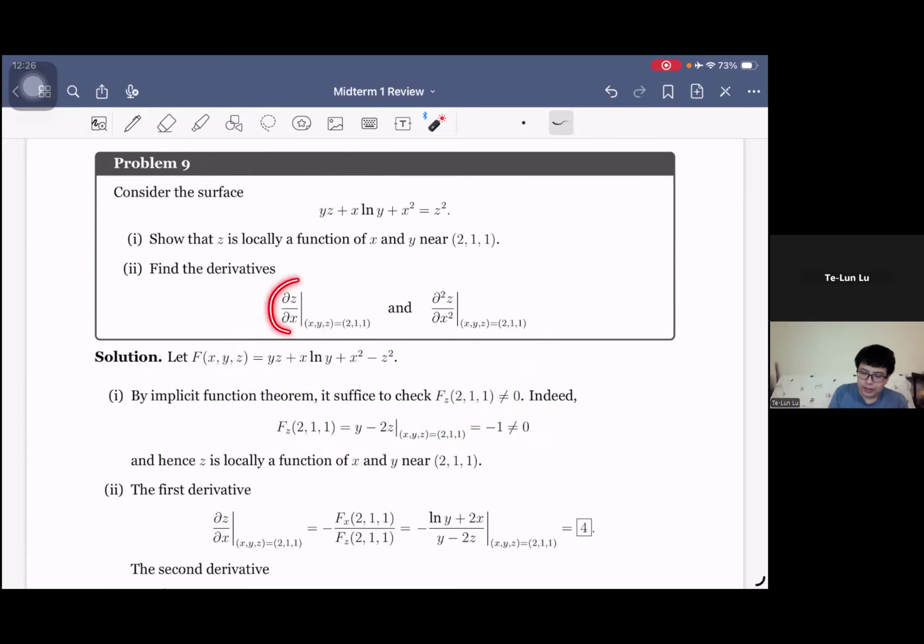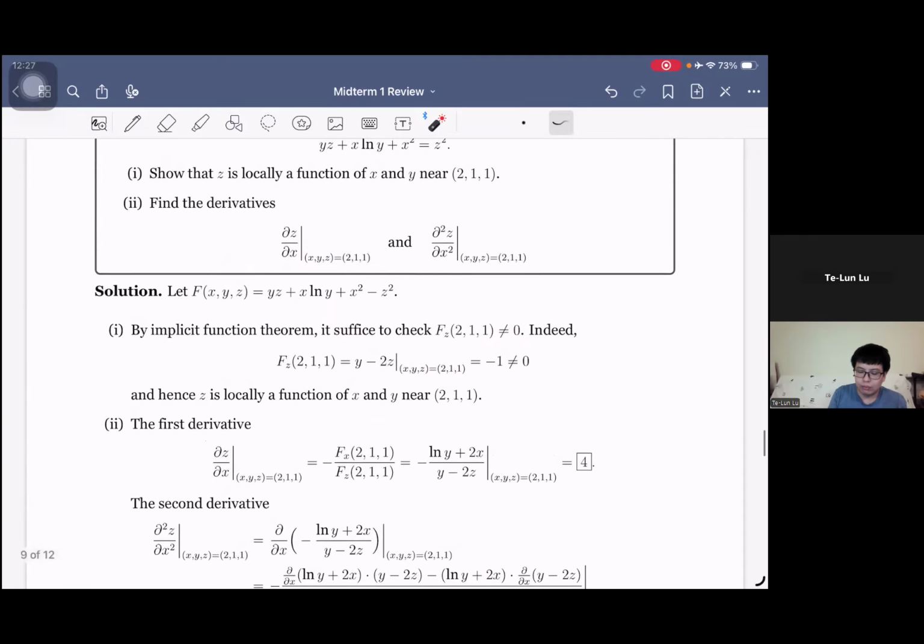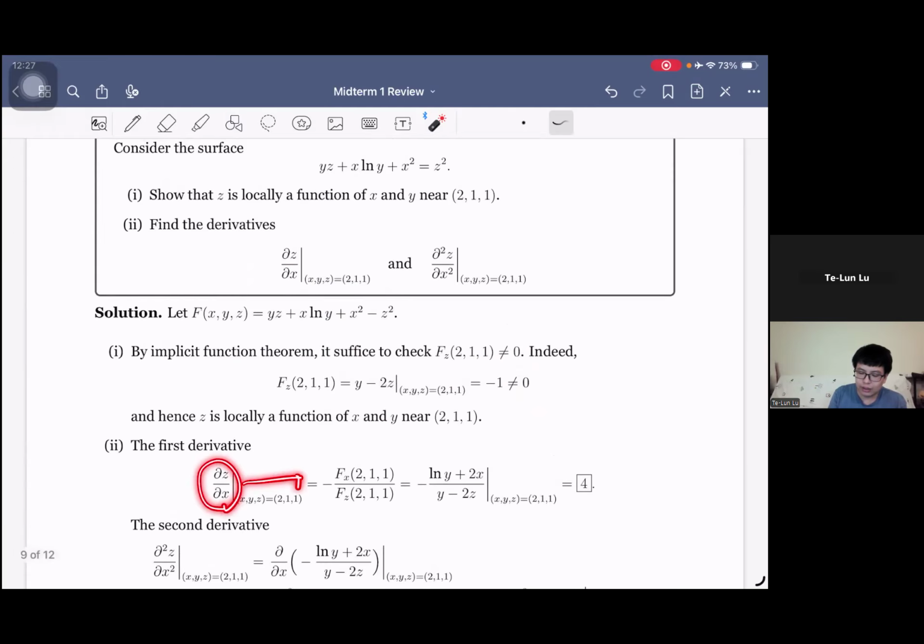Now if you want to differentiate z with respect to x, according to our formula, this will be minus f_x divided by f_z, right? f_x is simply ln y + 2x. And f_z, we have it here, it's y + 1 - 2z. So plugging in the corresponding point, 2 and 1, we get 4.